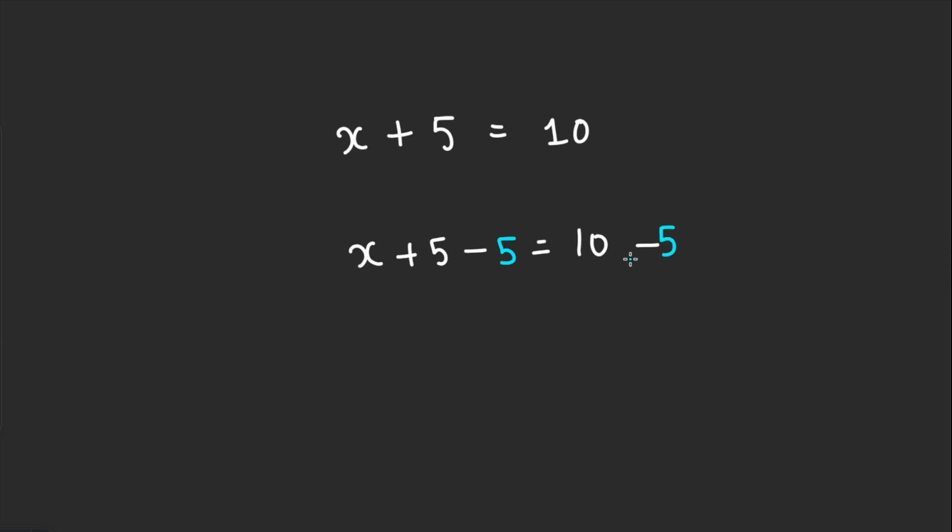Let's review. We started with x plus 5 equals 10. To get x by itself, we subtracted 5 from both sides. x plus 5 minus 5 equals 10 minus 5. After simplifying, we got x equals 5. And that's how we solved this equation.